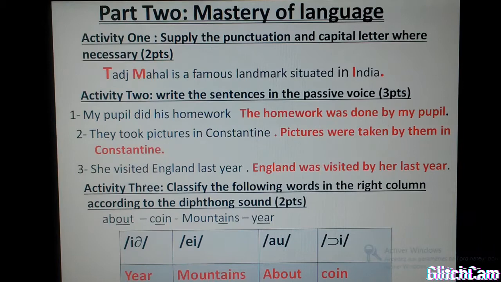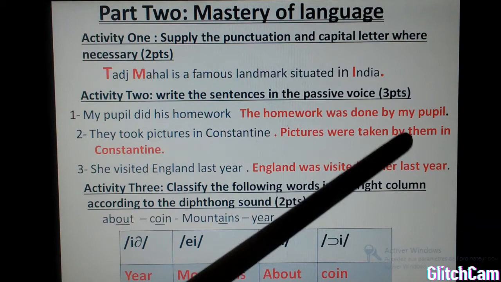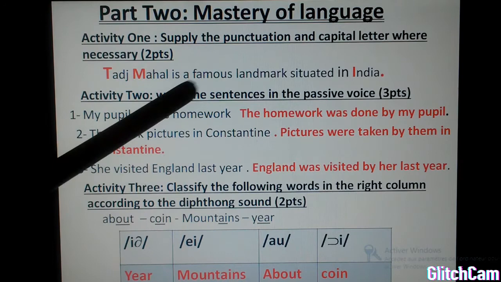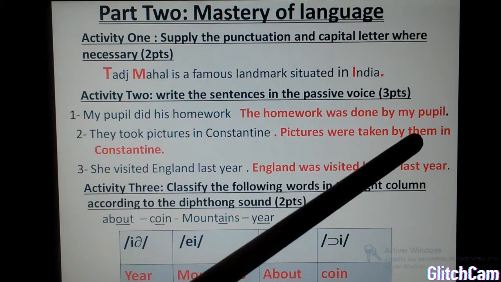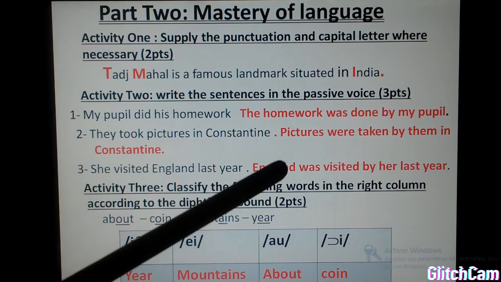They took pictures in Constantine. Pictures were taken by them in Constantine. Pictures here, objet ou les sujets. Were, parce que pluriel. Took ou les taken. Check up in your book. By them. Alors they ou les them. شفنا la liste تاع اللي تحولوا. In Constantine, it's a place. كي يكون ظرف مكان حطوه كيما راه. إما في البداية ديروا فاصلة، إما في النهاية.